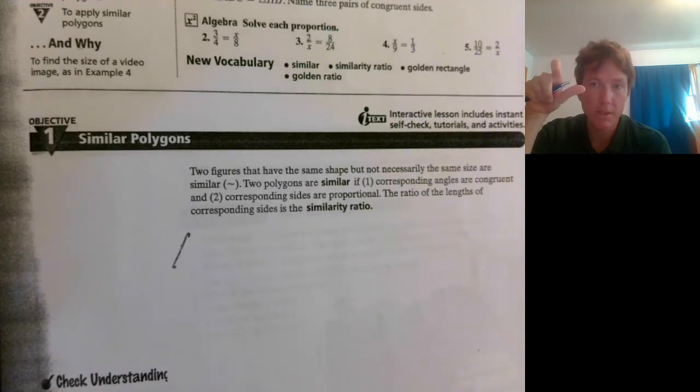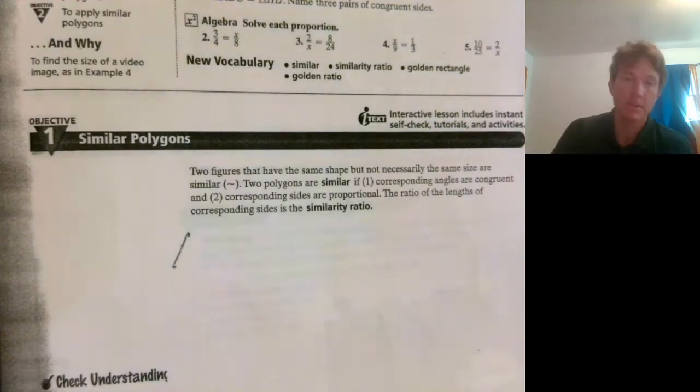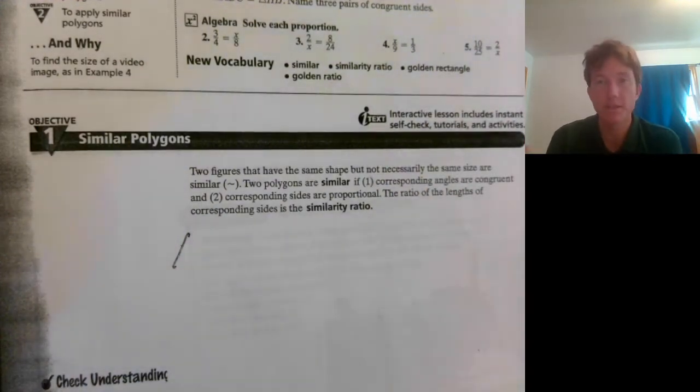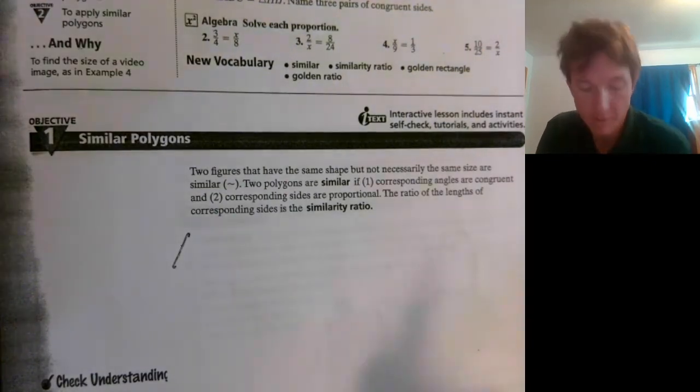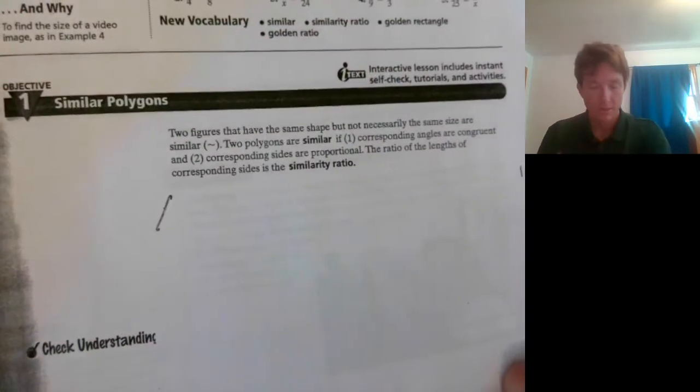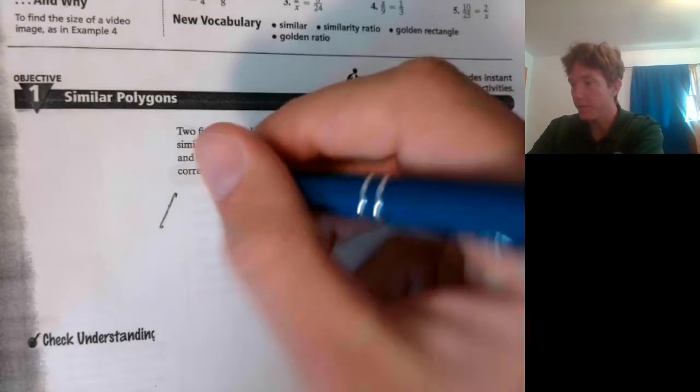but if one polygon has a base of 5 and the other polygon has a base of 10, and then the first polygon's height is 5 and the second polygon's height is 10, it's a 5 to 10 ratio on each, so they are proportional. The ratio of the lengths of corresponding sides is the similarity ratio. So for that example, 5 to 10, that's a 1 to 2. That would be the similarity ratio. So let's look at our first example, example 1.